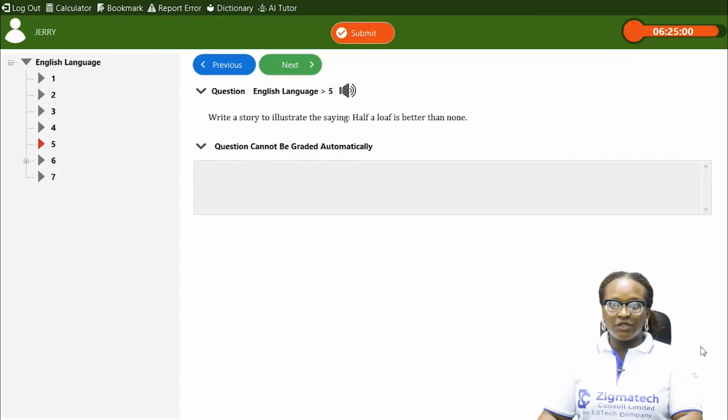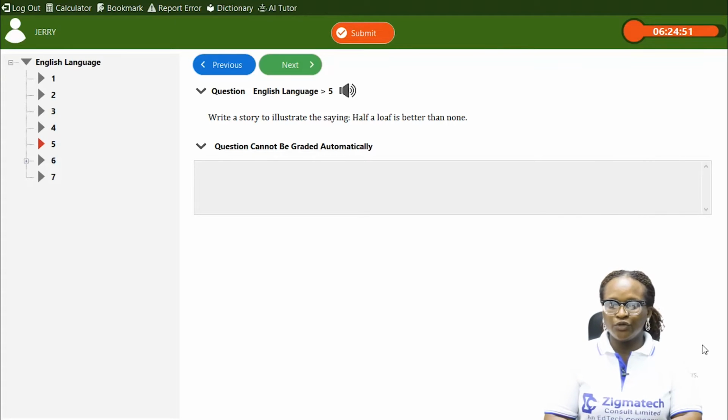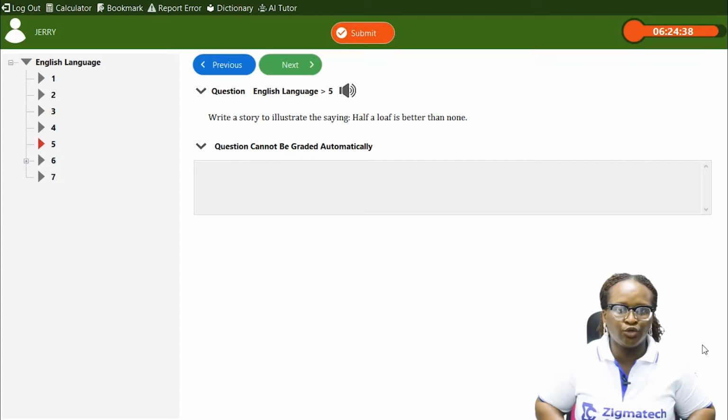All right, so the next one is: write a story to illustrate the saying, half a loaf is better than none. Half a loaf is better than none. It reminds me of the popular saying that a beggar has no choice. That's what it is. So whatever a beggar is given, let him take it. But these days, beggars do have choice, you know. So, okay, half a loaf is better than none.